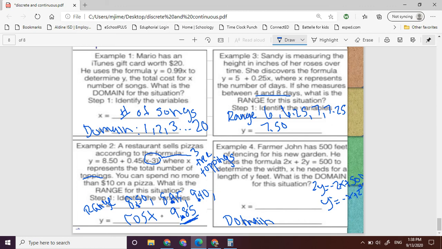All right, so he has 500, so it would be 0 to begin with, and we just keep going until, in order for this to cancel out, it would be 250. So 0 less than or equal to x less than or equal to 250, because I can have a decimal of the length. Okay, length. All right, and that's it.